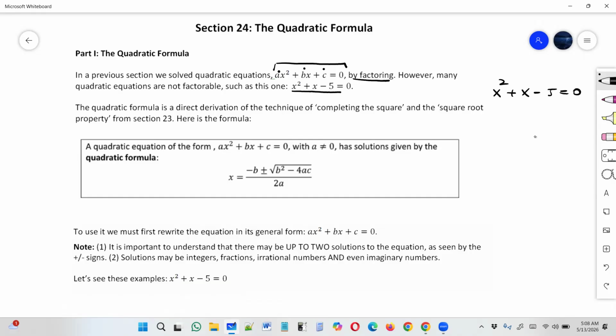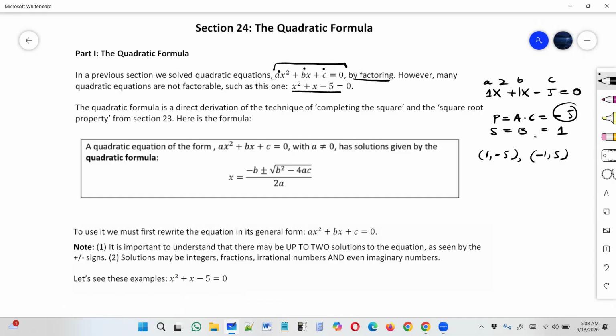The technique was called the AC method to factor trinomials with leading coefficient 1. In this case, a is 1, b is 1, c is -5. The technique was to find a pair of integers whose product is a times c, which in this case is 1 times -5, and whose sum is the b coefficient, which in this case is 1. We looked at this number and tried to find two numbers whose product is -5. So either this or that.